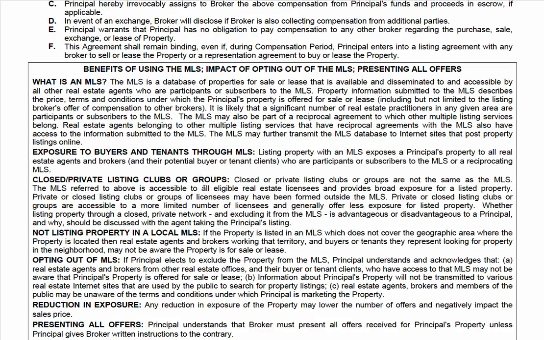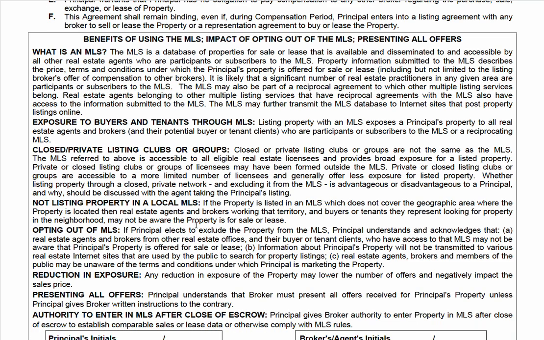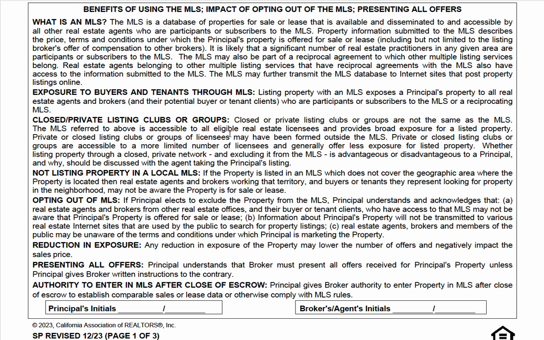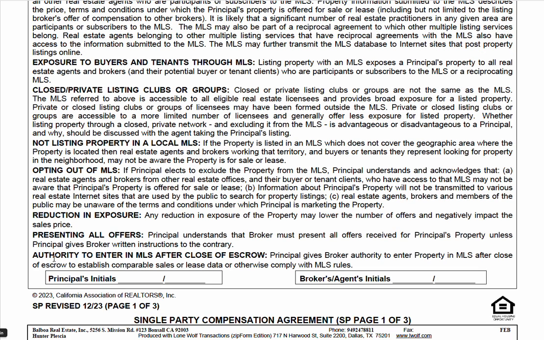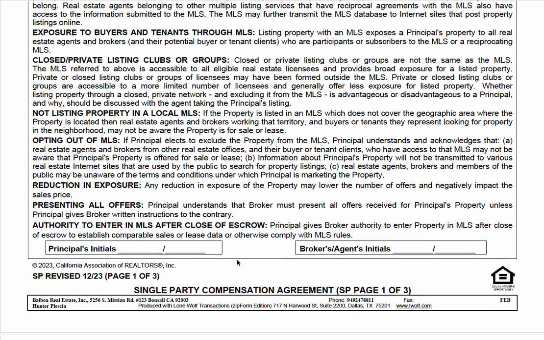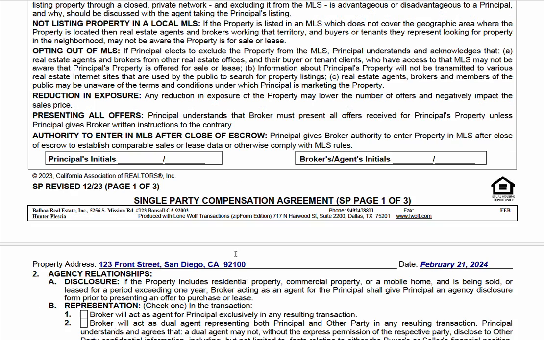But let's see what else is going on here. Now, they have this whole thing on the MLS, which I think is unnecessary, except there's this one thing here, authority to enter an MLS after close of escrow. And this is getting the seller or principal's authorization to enter their property as a comparable. And likely you can get the publicity that comes with it as being an agent, and an agent that closed that transaction.